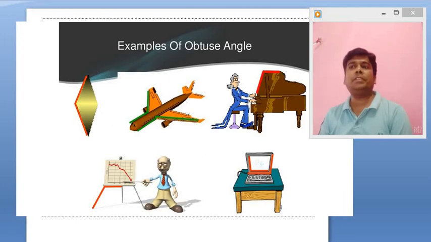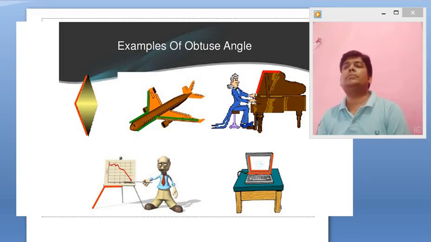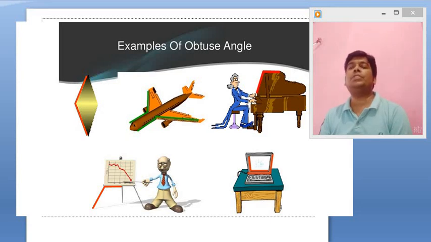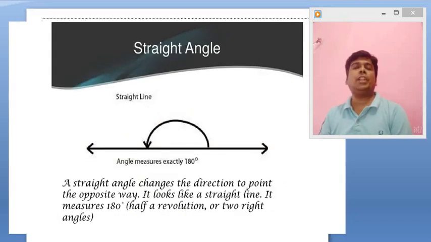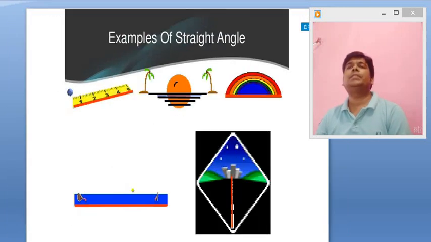Some examples are given here. You can see the edges of this aeroplane, or the angle by which the man is sitting, his legs, the graph which is shown here. So all these reflect the obtuse angle. Straight angle, very easy. An angle of 180 degrees is called a straight angle. Some examples: scale, playground, straight lines, all these show it.